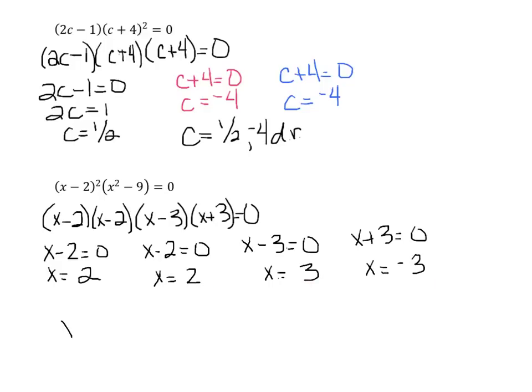So your solutions: negative 3, 3, 2 double root. And I would prefer to see all of these values from smallest to largest with all your double roots listed at the end.